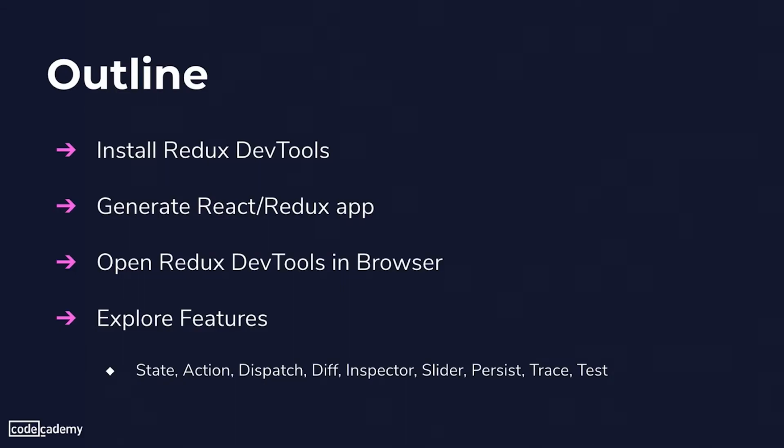We'll start by simply opening Chrome and installing the extension. Next, we'll generate a simple React Redux app and open it in a code editor. In my case, I'm going to be using VS Code. Then we'll take a look at how to open Redux DevTools in the browser. And finally, we'll use the generated React Redux app to explore the various features of Redux DevTools.